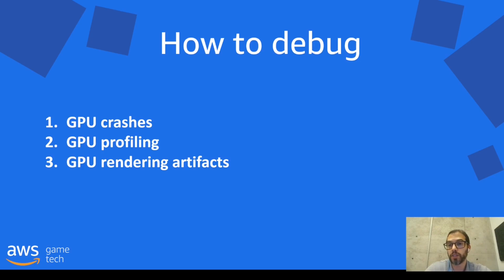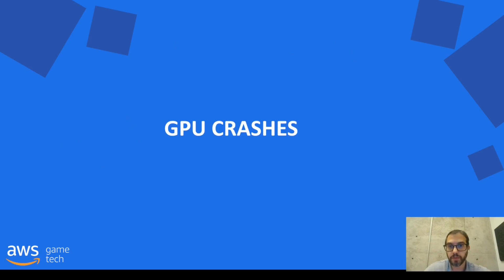We'll also take a look at tools to help profile the GPU, so figure out exactly which passes are running inefficiently and how to optimize those passes. And we'll also take a look at how to debug rendering artifacts. So which passes introduce a rendering artifact and how to debug that. Let's start with GPU crashes.